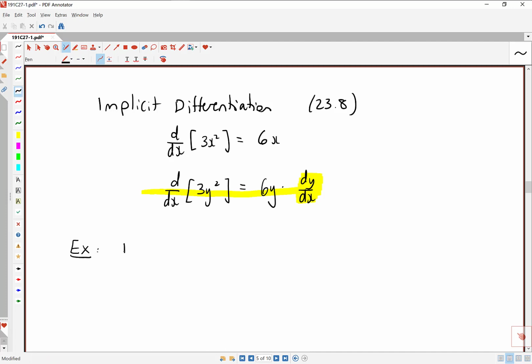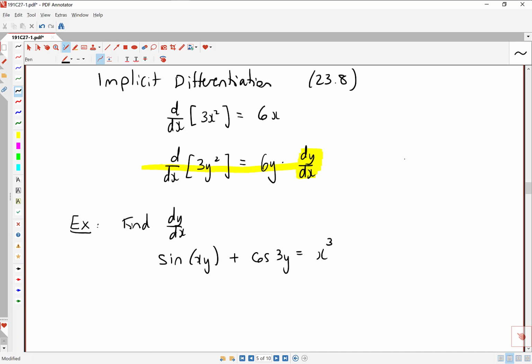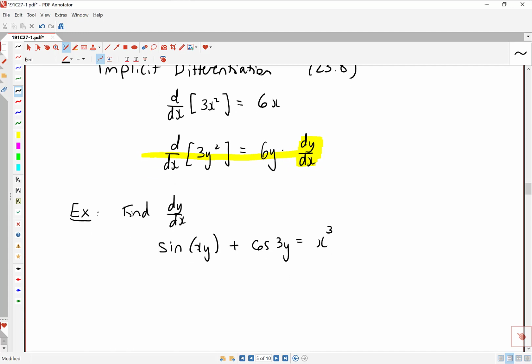The problem is to find dy by dx given some equation in which x and y are all tangled up. So our equation is going to be sine of xy plus cos of 3y equals x cubed. All right, so anytime we take the derivative of an x term, things are normal. Anytime we take the derivative of a y term, we multiply by dy by dx. So let's try it.